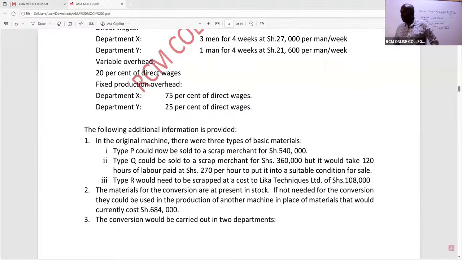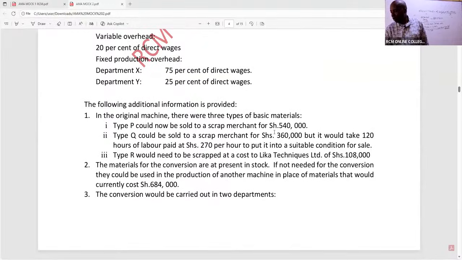In the original machine, there were 3 types of basic materials. Type P would now be sold to a scrap merchant for 540,000. Type Q could be sold to a scrap merchant at 360,000. Then we have type R. Type R, ladies and gentlemen, would need to be scrapped at a cost to Liquor Techniques of 108,000.